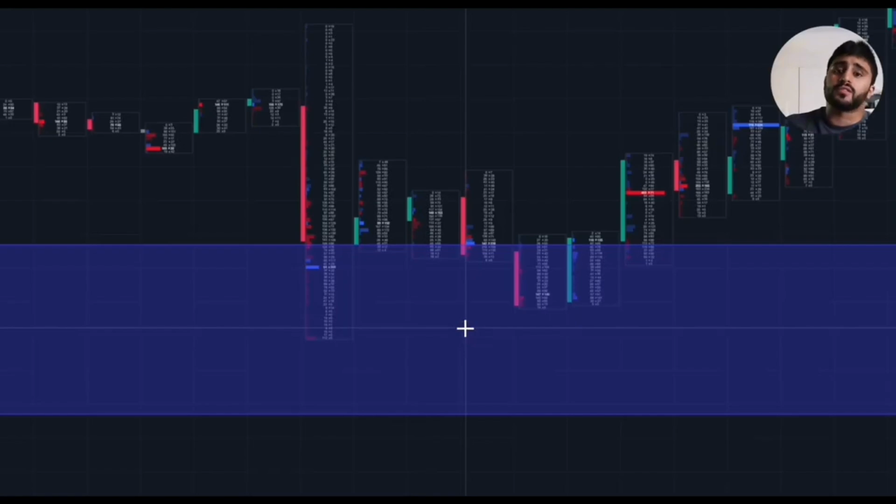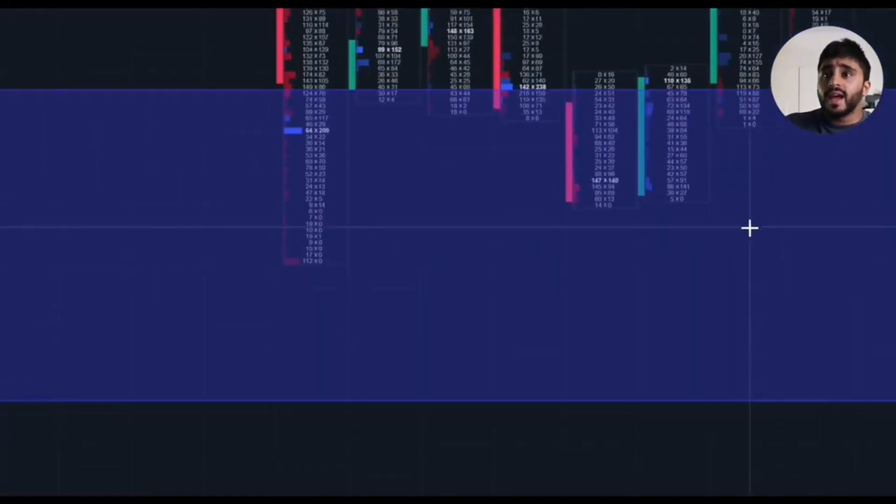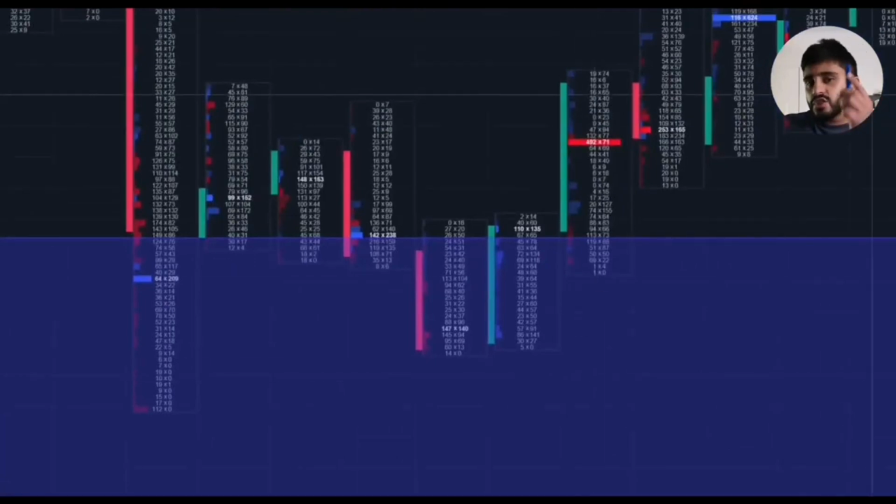They are trying to drive price lower. In this case, the aggressive sellers, right? All these sellers over here fail, and the market moves higher. This shows us that there are aggressive sellers failing.